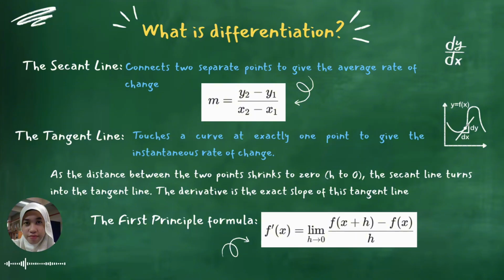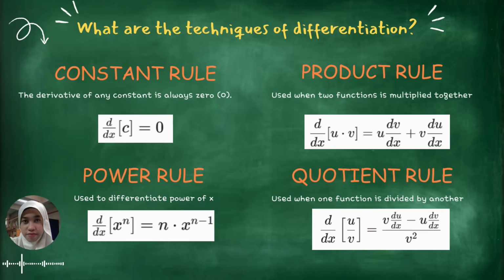This brings us to the first principle formula. f prime of x equals the limit as h approaches 0 of f of x plus h minus f of x, all divided by h. Next are the techniques of differentiation.